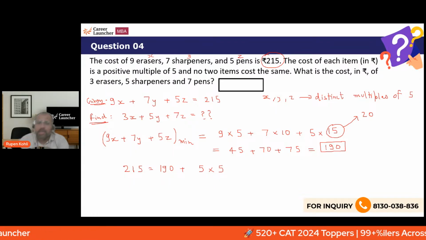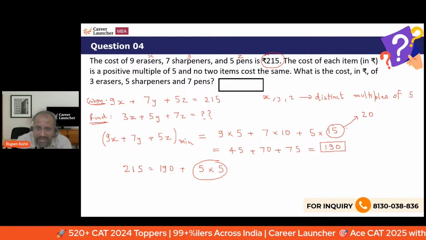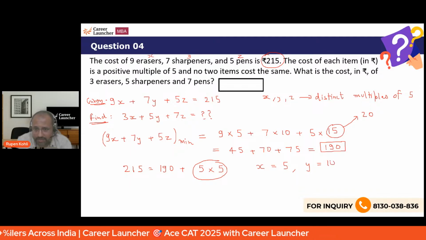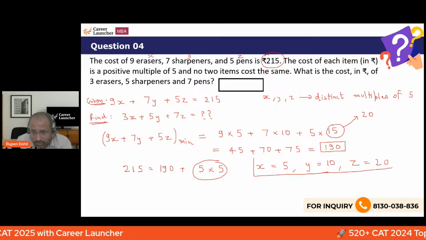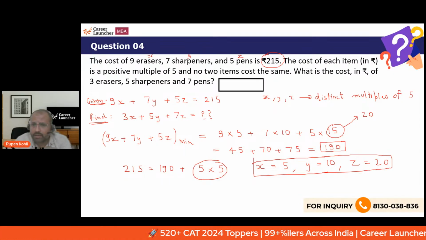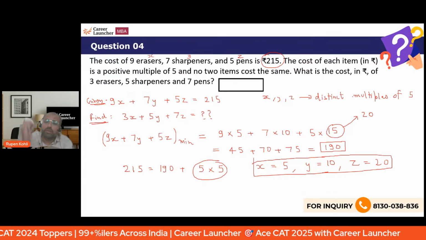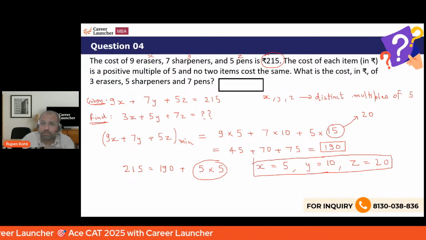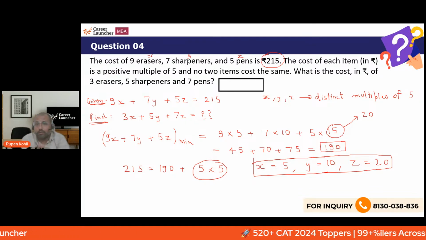right? Therefore, what we conclude is that since your z has now become 20, so your x must be 5, your y must be 10, and your z must be 20. This is the only possible solution of the equation in 3 variables. Only one equation in 3 variables, but with this distinct multiple of 5 constraint and this 215 rupees amount, you're able to nail down the values of all the 3 variables. Your core logic to the question was the minimum possibility and the amount you have spent are very close to each other.